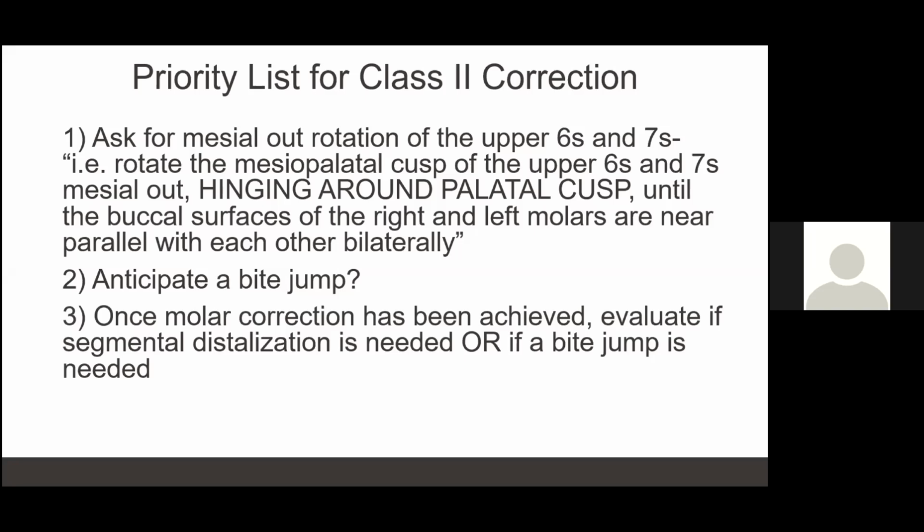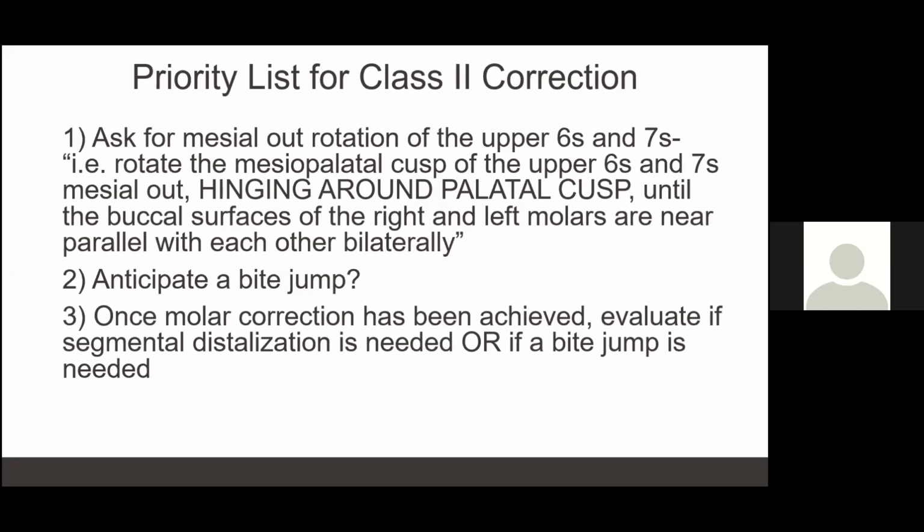Once your molar correction has been achieved, then it's important to evaluate if segmental distalization is also needed. Meaning, let's say that you've corrected your molar rotation, but the amount of overjet remaining is 6 millimeters, and it's an adult patient. Well, at that point, you're probably not going to just get that with rubber bands only. You may need some ancillary mechanics. So that could be segmental distalization. You could use a Carriere distalizer. You could do an extraction of upper bicuspid. You could do judicious IPR. We're all going to treat differently, but then you have to really anticipate that.